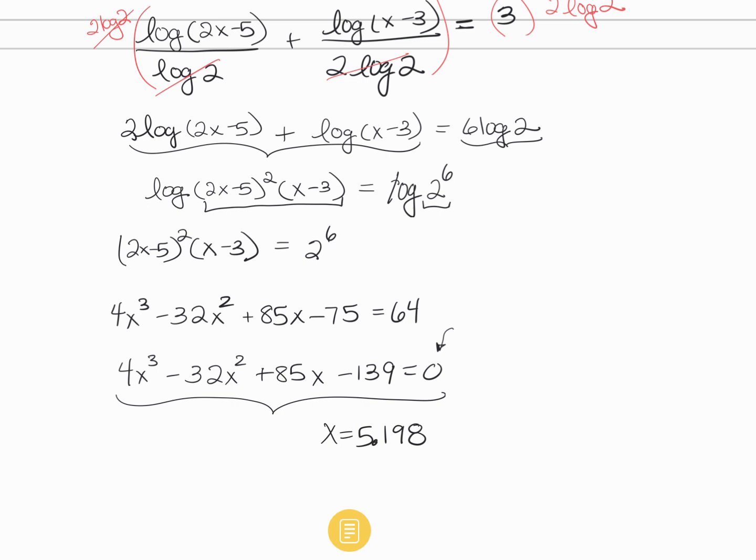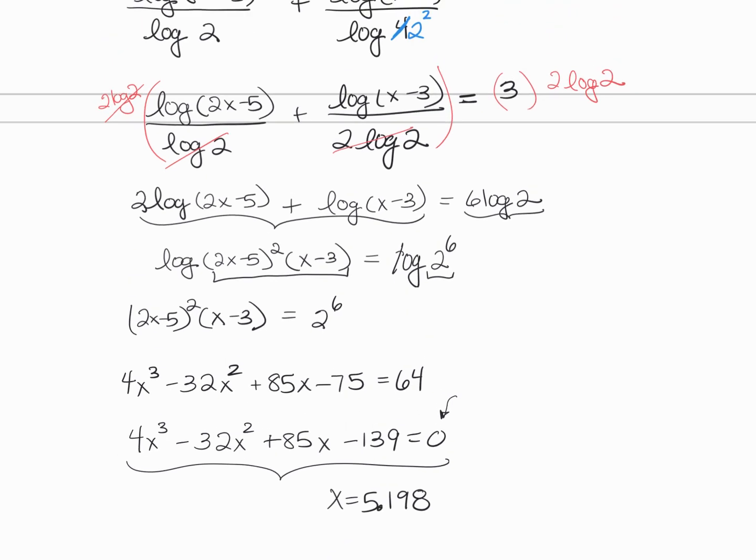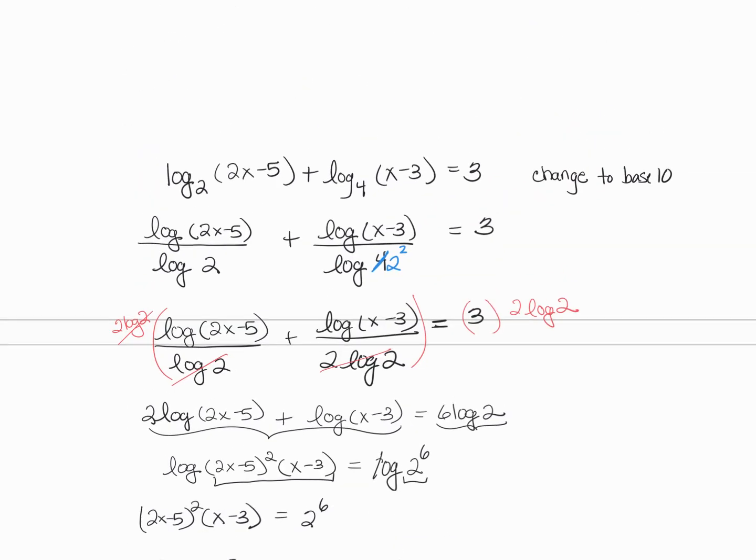Now we should check and make sure that's going to work. And if we look back up in the original here, if x is about 5, 5 minus 3 is going to be 2 or positive. 10 minus 5 is going to be about 5, so we're in good shape.